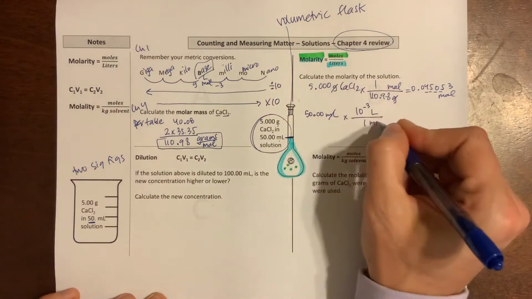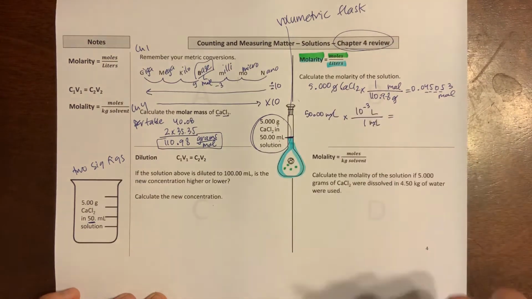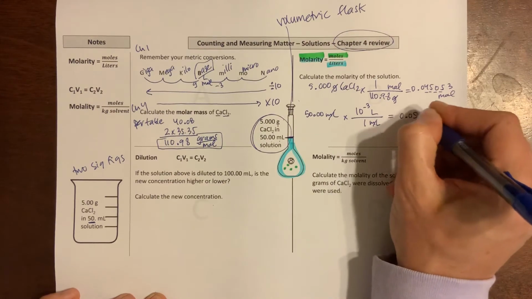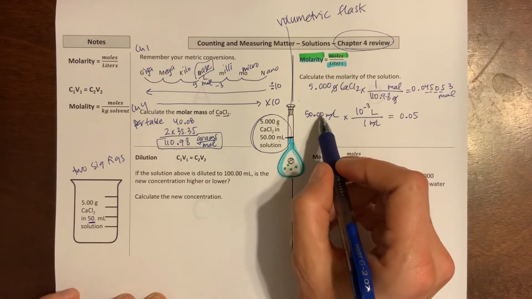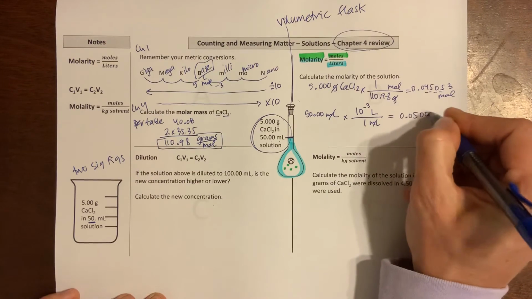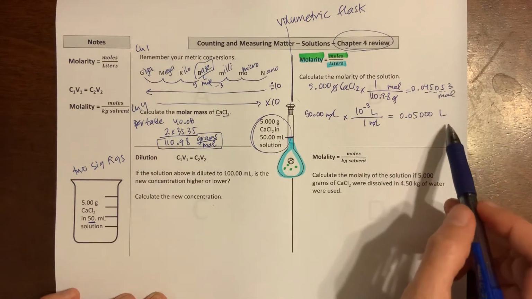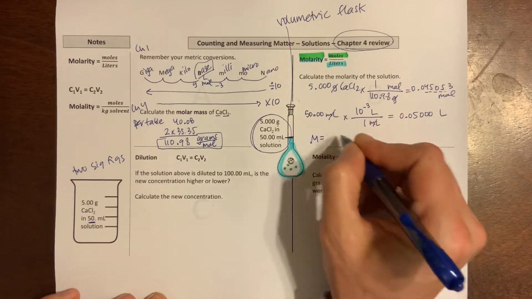So then I do this problem. Remember, the metric conversions are exact, so they don't affect your sig figs. And this is going to come out to 0.05000 liters. And remember, this 0 and all the trailing ones after the decimal are all significant, so keep all 4. There's my liters. Now I have moles and liters. Now I can plug it into molarity.